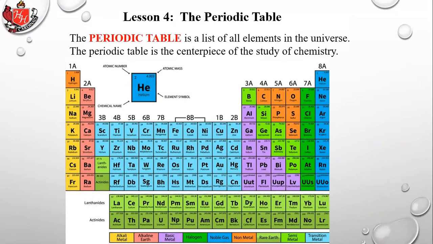The periodic table is a list of all elements in the universe. The periodic table is the centerpiece of the study of chemistry. And I often say it's the most amazing document in human history, because on a single piece of paper you can fit every element in the universe. And the fact that we know that, how we know there's every element, that we haven't missed some, we'll talk about when we get into the periodic table in more detail.